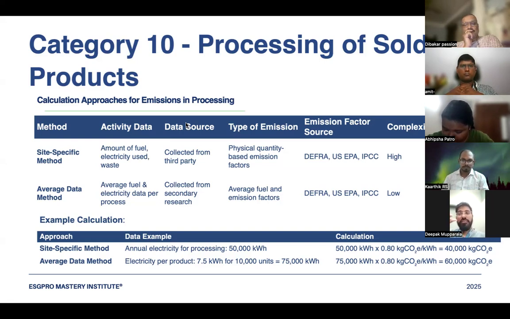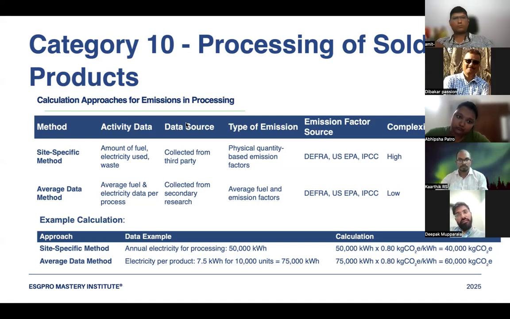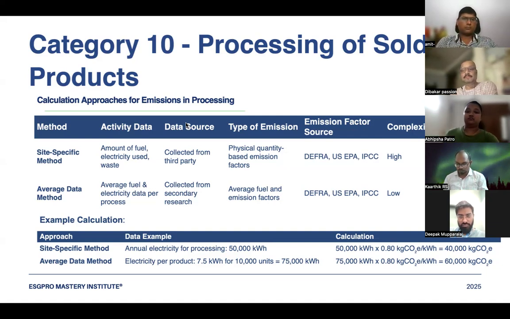And in that case, if only electricity is allowed, then the emission happening because of that electricity consumption, you need to account for here. Generally this data comes from a third party, and you should be recording physical quantity based emission factors. Clear? And the complexity is definitely high. So the first one, site specific, requires a lot of data collection, and your visit might be required because it's your headache, not the franchisee's headache.